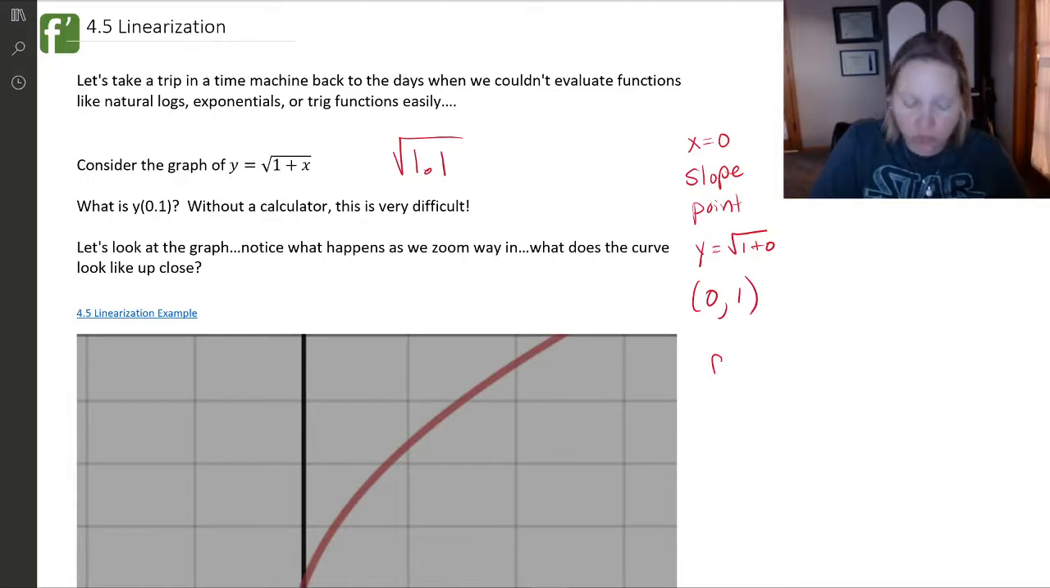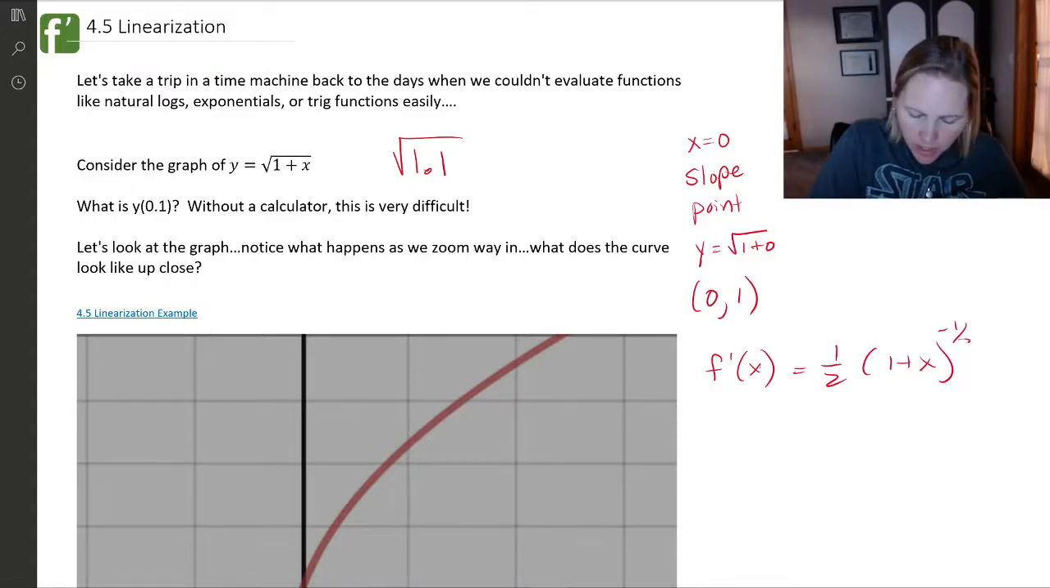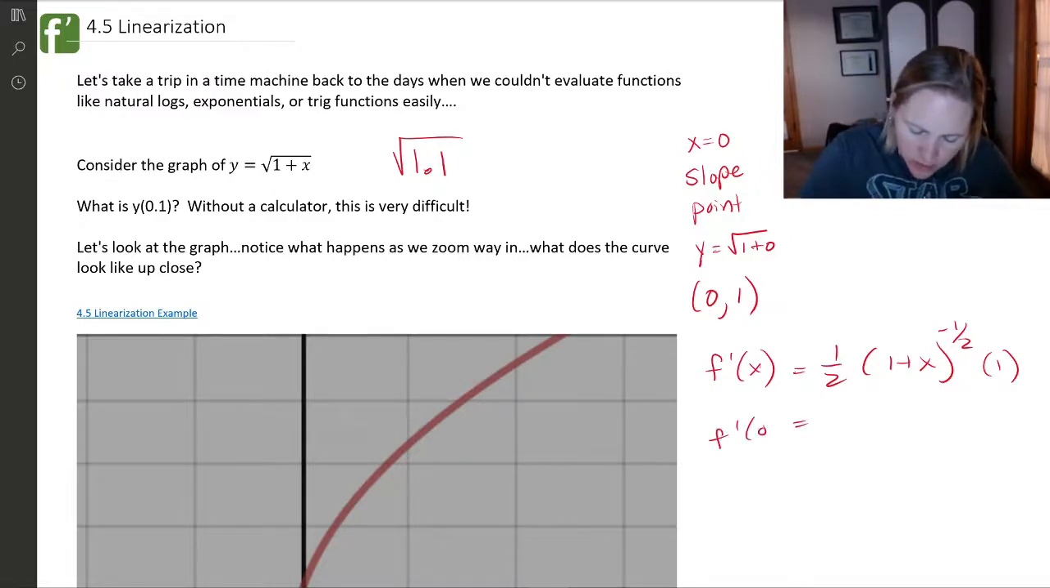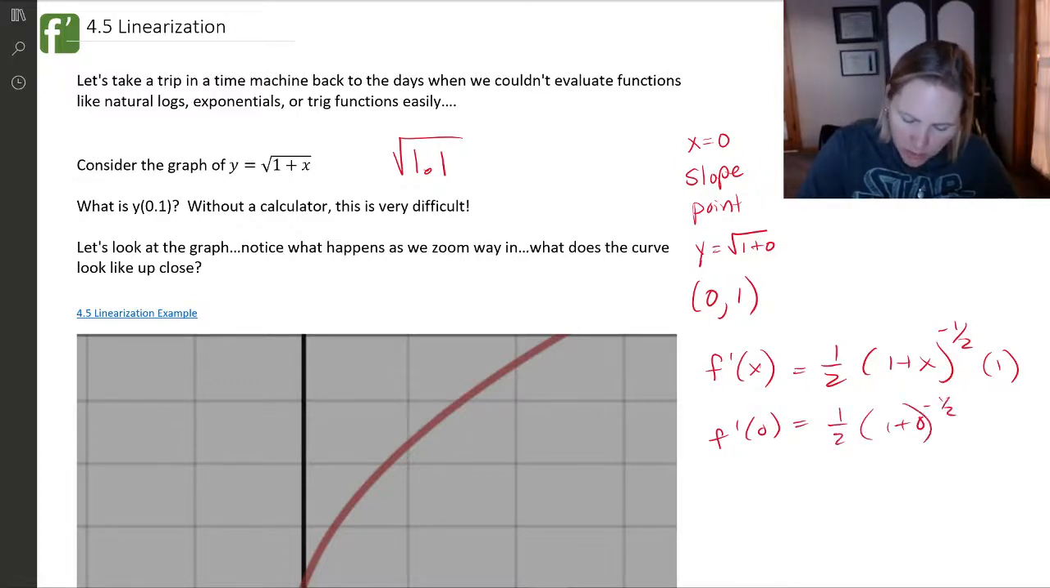And then my slope used the derivative. So f prime of x was 1/2 times 1 plus x to the negative 1/2. Chain rule, the derivative multiplied by the derivative of the inside is just 1. So here we go. f prime of 0, the slope of this tangent line at 0 is 1/2 times 1 plus 0 to the negative 1/2. That's just 1/2. So my tangent line that I just graphed, and we'll verify this, we'll go back and look at it, was this.